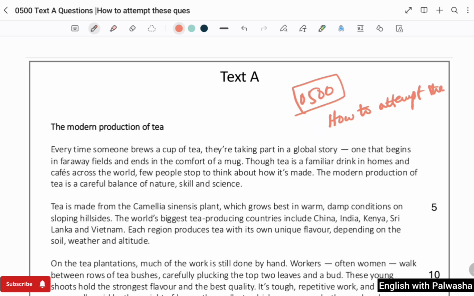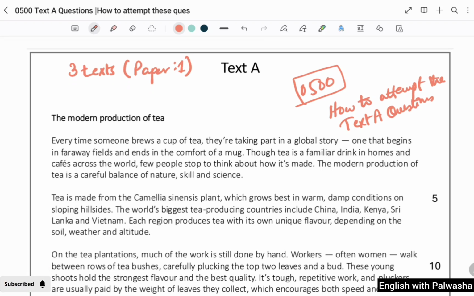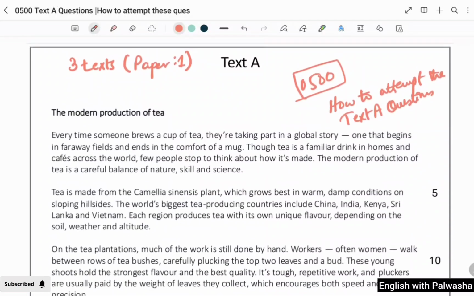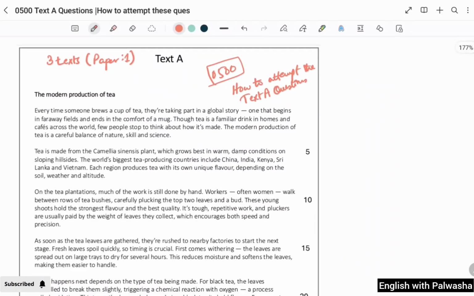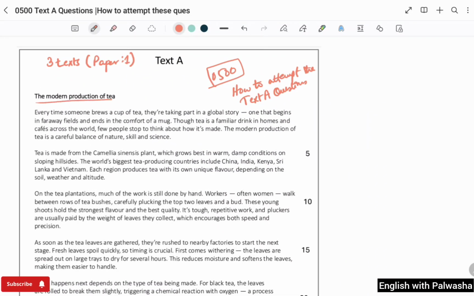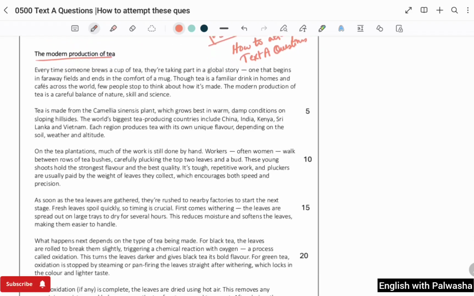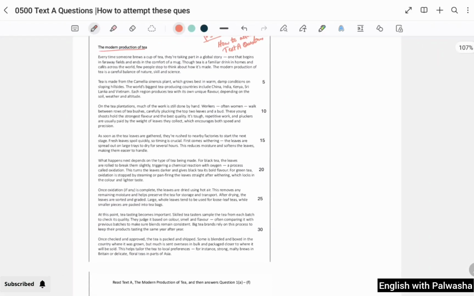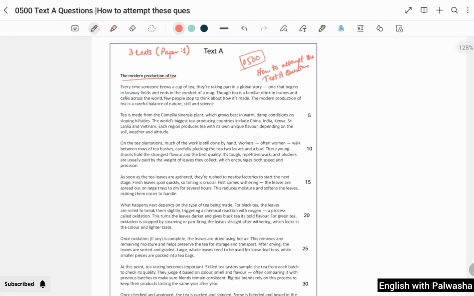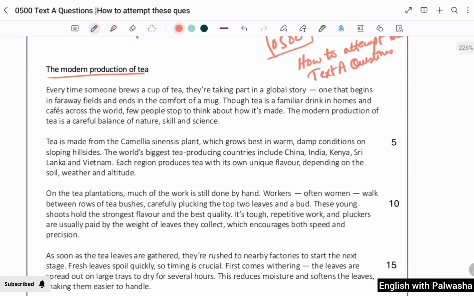the text A questions. So my dear students, there are two types of questions in text A, right? Because English as first language has altogether 3 texts, and I'm specifically talking about paper 1, right? So it has 3 texts altogether, but in paper 1 text A, this is the actual text which I want you guys to pause my video and take some screenshots and read this text. Read this entire text, and after reading this entire text, you are requested to attempt the questions with me.